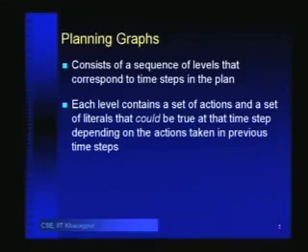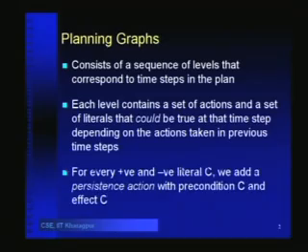Okay. But we will see that it is not so simple, because there will be conflicting events in the graph. For example, if you take this action, then you will not be able to take another action. So if you have achieved this, then you cannot achieve that at the same time. So we will see things like that. And then for every positive and negative literal C, we add a persistence action with precondition C and effect C. I will shortly explain why we need this.